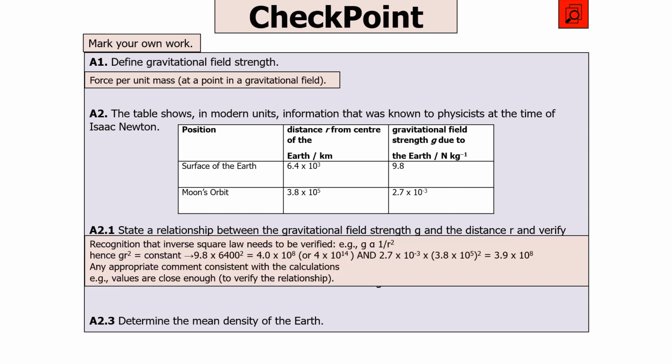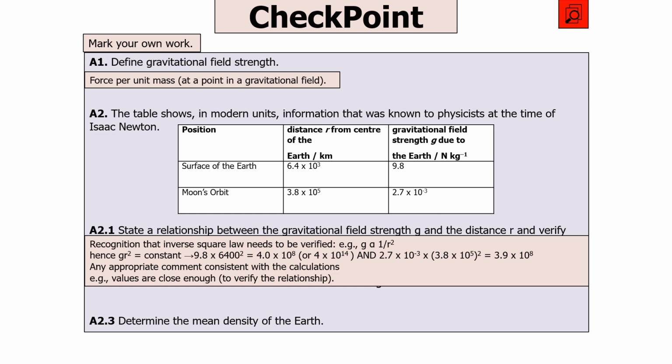Now, how can you verify a relationship? Well, we know that the relationship should be g is directly proportional to 1 over r squared. So we can therefore say g is equal to k over r squared, where k is just the proportionality constant. Now, if it's a verified relationship, that proportionality constant should be the same for each particular object that you know, so therefore k will be equal to g r squared. So you do g r squared for each of the values.